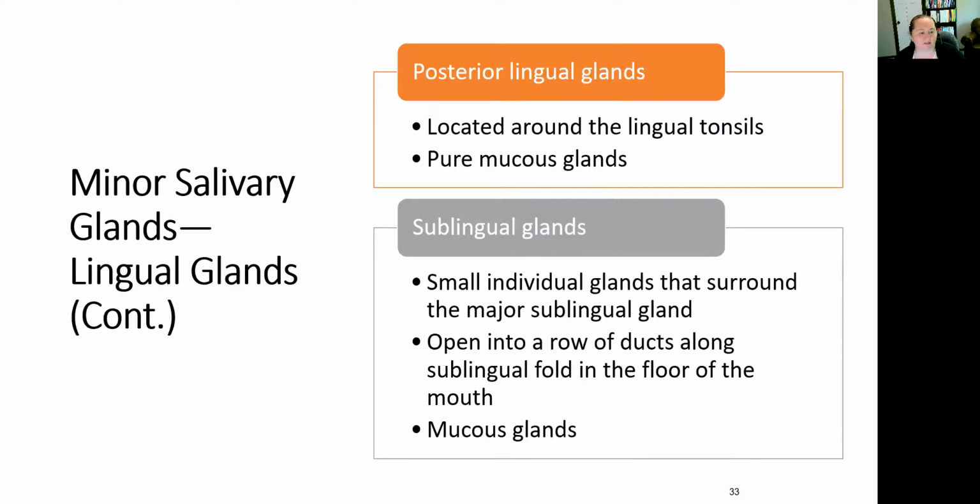Sublingual glands, let's see here, who haven't I picked on? Zoe, go ahead and read the sublingual glands.